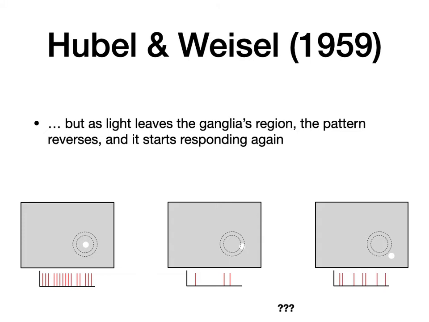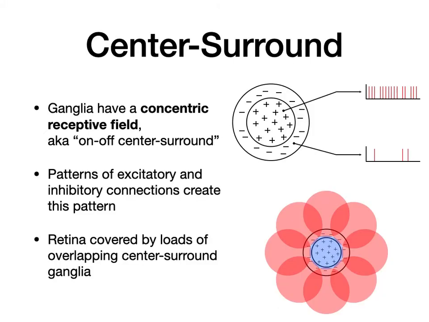So what this is called is center surround cells. Ganglia have a concentric receptive field, on-off center surround. Okay, what does this mean? There's this pattern of excitatory and inhibitory connections. There are all these negative connections in the outside concentric circle, a lot of positive connections in the inner circle, and then outside of that is just neutral.